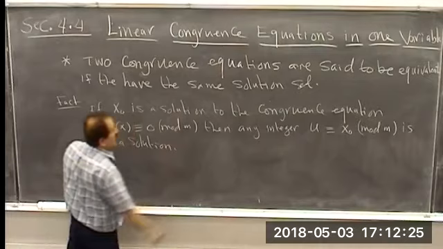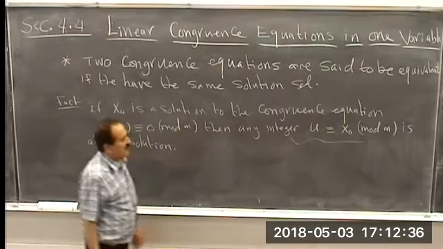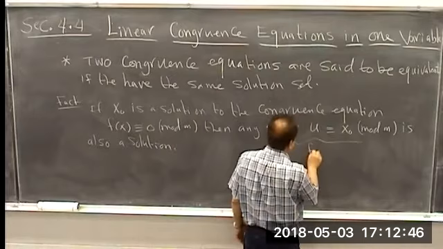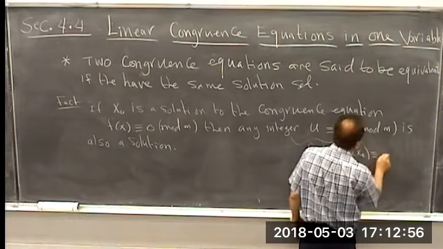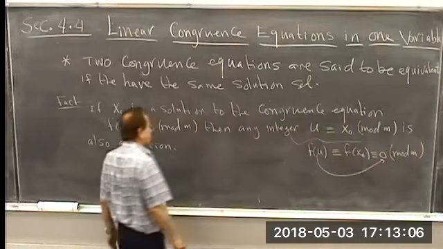And this follows from a property that we have shown in section 4.1. If two numbers are congruent mod m, then any combination of them is going to be congruent to each other. And we did show that if you choose a polynomial, f of u becomes congruent to f of x sub 0. But since f of x sub 0 also is congruent to 0 mod m, because it's a solution, it makes f of u satisfy the congruence equation.